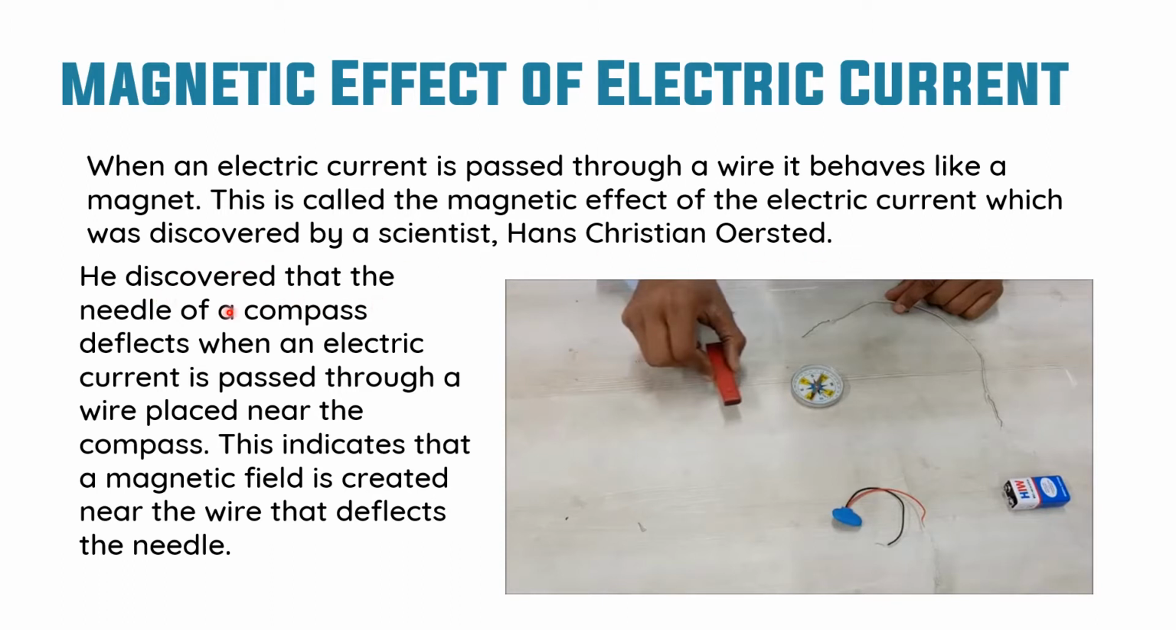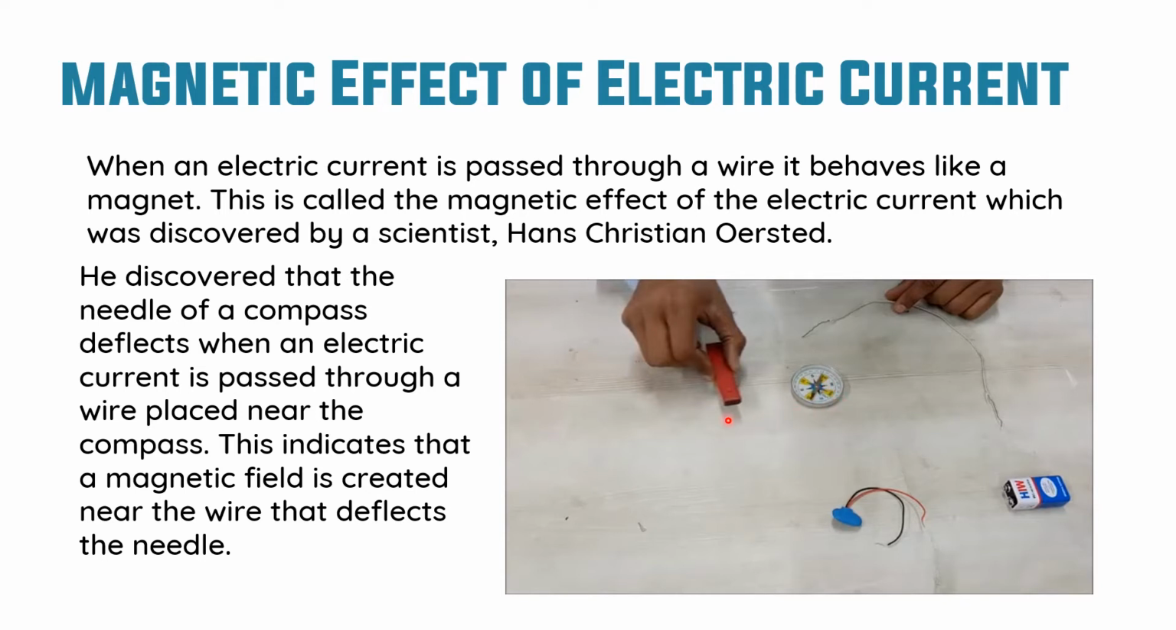He discovered that the needle of a compass deflects when an electric current is passed through a wire placed near the compass. And do you know what is a compass? So here this is the compass. I think all of you are familiar with this compass. And this compass we use to know the directions, used in navigation. Okay, so it can show the directions north, south, east and west, and inside there is one needle also, and that needle is a magnet.